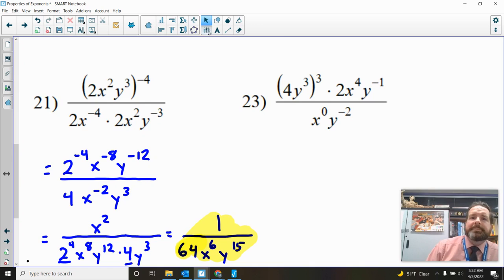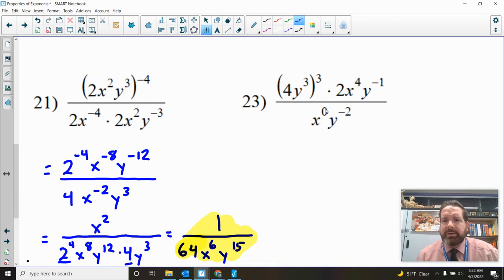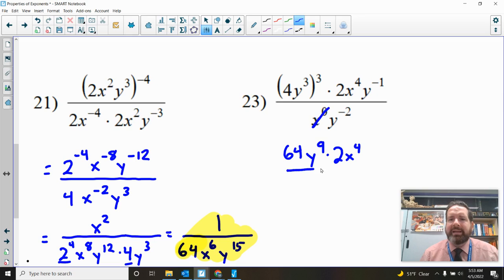And then lastly, let's see what we've got. X to the 0, that's just the number 1, so we don't worry about it. Let's take care of these parentheses here. So 4 to the 3rd, that's 64. Y to the 3rd, power to a power, multiply those exponents, times 2x to the 4th, and this y, I'm actually going to move down below as y to the positive first. But this y to the 2nd, we're going to move upstairs as y to the positive 2nd.